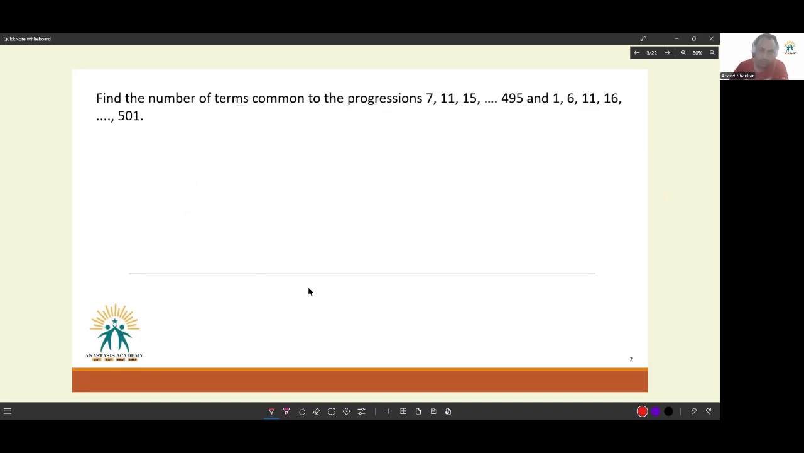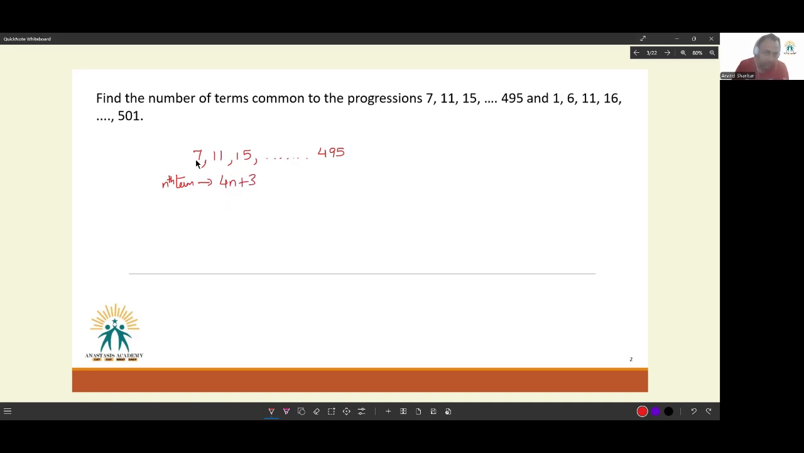Okay, next one. Find the number of terms common to the progressions 7, 11, 15, and so on up until 495, and 1, 6, 11, 16, and so on up until 501. Now look at the first series. It is 7, 11, 15, and so on up until 495. Just looking at this series, can you see the common difference? The terms are increasing by the same margin, and the common difference is 4, which is to say the nth term for this series will be given by 4n plus 3.